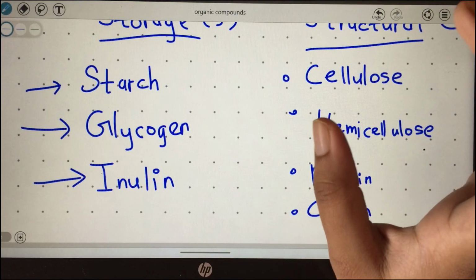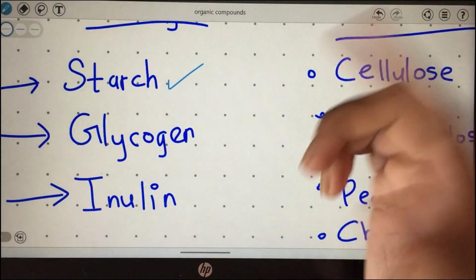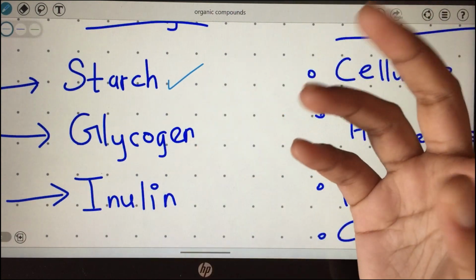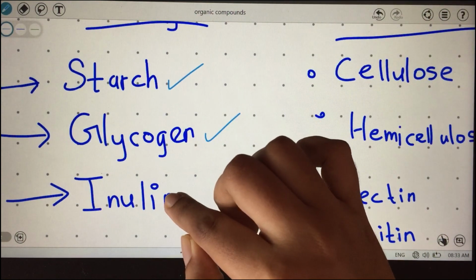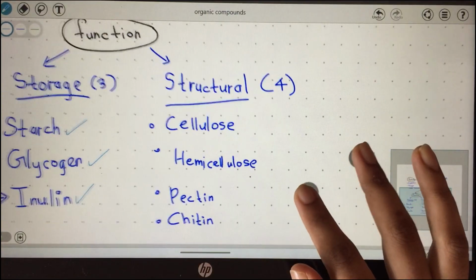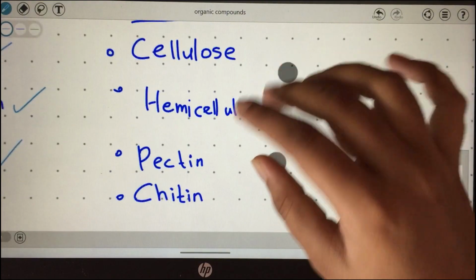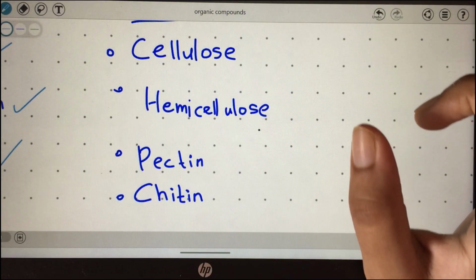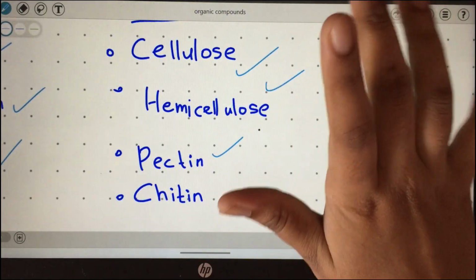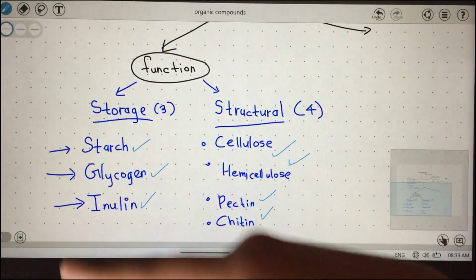So starch, of course, they are going to store glucose in plants and chlorophytes. And so that's about the starch. Glycogen, of course, they are going to store glucose again as energy source in animals and fungi. Inulin, of course, they are going to store energy source in dahlia tubers. Okay. Structural, you know, cellulose and hemicellulose, both of them are found in the cell wall of plants and chlorophytes. Pectin, of course, it's found in the middle lamella of plant tissue. So these two, okay. Chitin is found in the cell wall of fungi and exoskeleton of arthropods. So that's what you have to know about the structure and function.